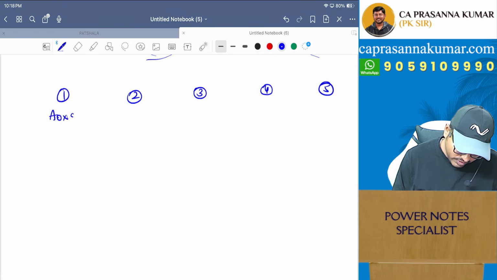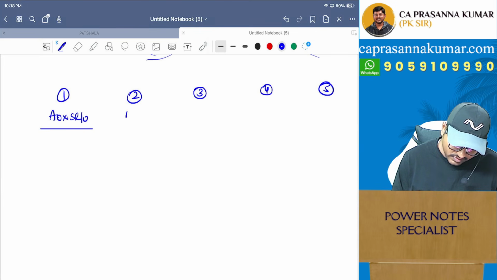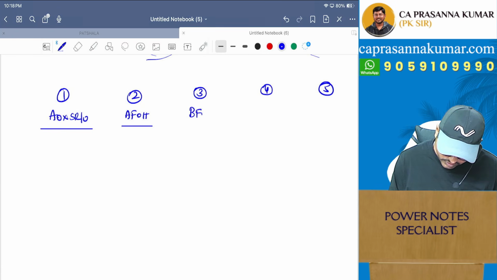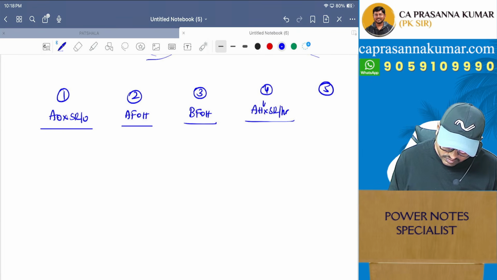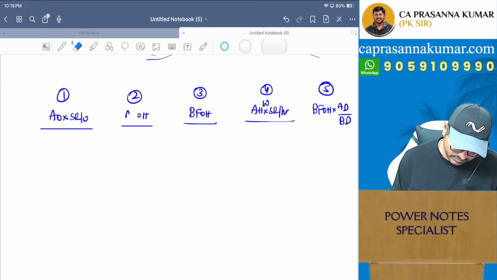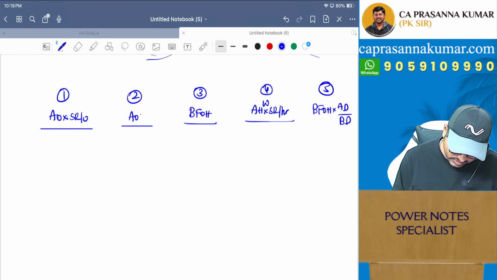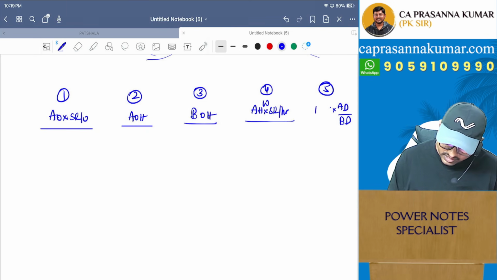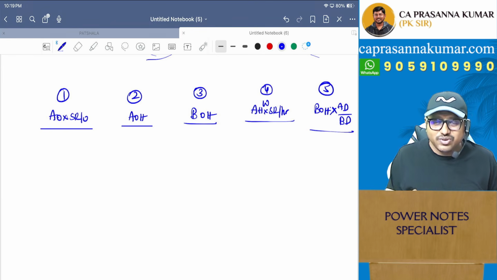So first one is AO into SR per unit. Second one is AFOH. Sir, this is not a formula, sir. Yes, which means it will be directly given. Third, BFOH, directly given. In the fourth, AH into SR per hour. Here it is actual hours worked. Last, budgeted fixed overheads into AD by BD. Here I cannot use the word fixed overheads, therefore I'll remove the word F, and it will be referred to as actual overheads. Here also I'll remove the word F, which will be referred to as budgeted overheads. Like this, you need to adapt yourself.